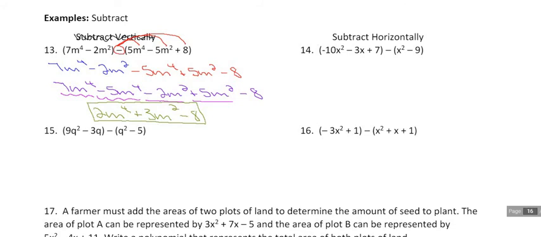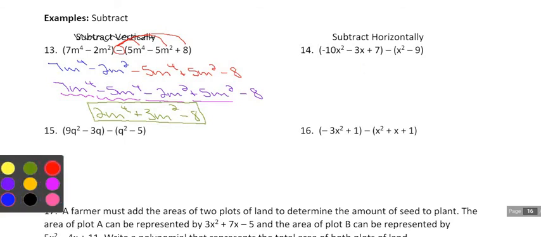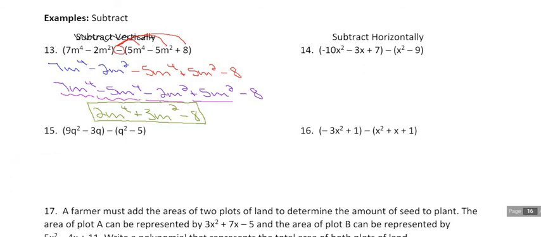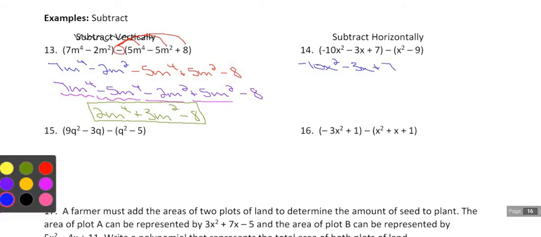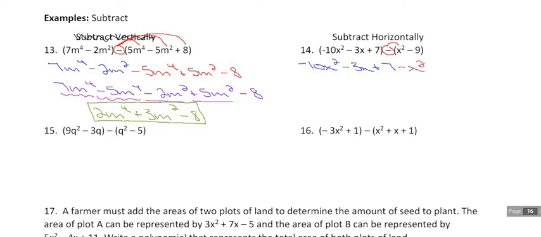Number 14, we'll do exactly what we just did, which was technically our horizontal subtraction. So we're going to take our minus sign and make sure we distribute it through. Let's drag down the first polynomial. Nothing is changing about it. And we'll take our minus sign. It's now going to be a minus x squared. Distribute it through to the negative 9, so plus 9.